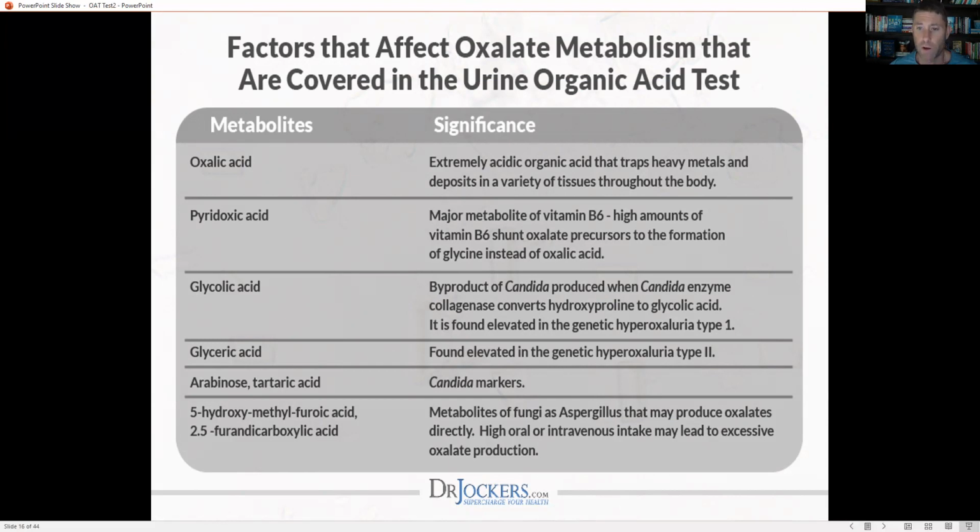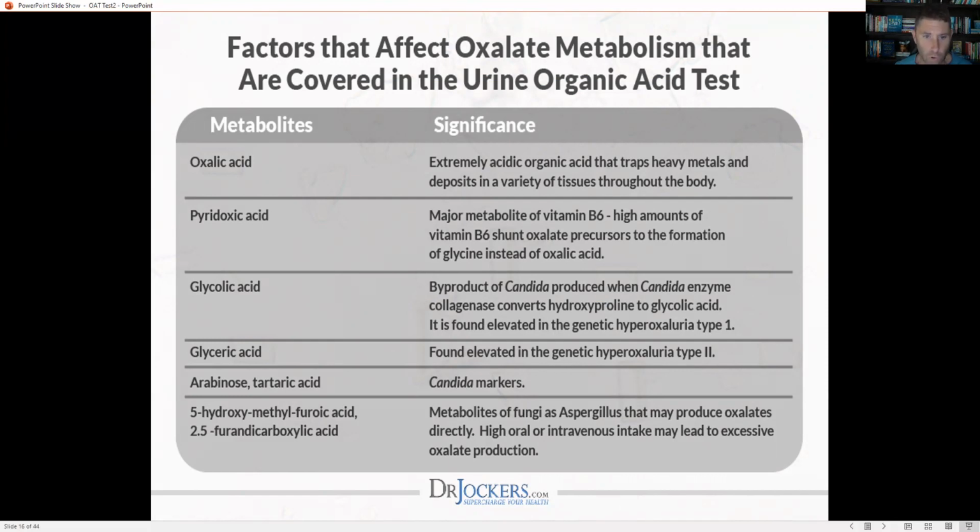Glycolic acid is a byproduct of Candida, found when the Candida enzyme collagenase converts hydroxyproline to glycolic acid. It's found elevated also in people that have genetic hyperoxaluria type 1. So again, these are some genetic components, but if you see glycolic acid elevated, but not glyceric acid, then that could be related to elevated oxalates due to Candida. So look at those Candida markers.